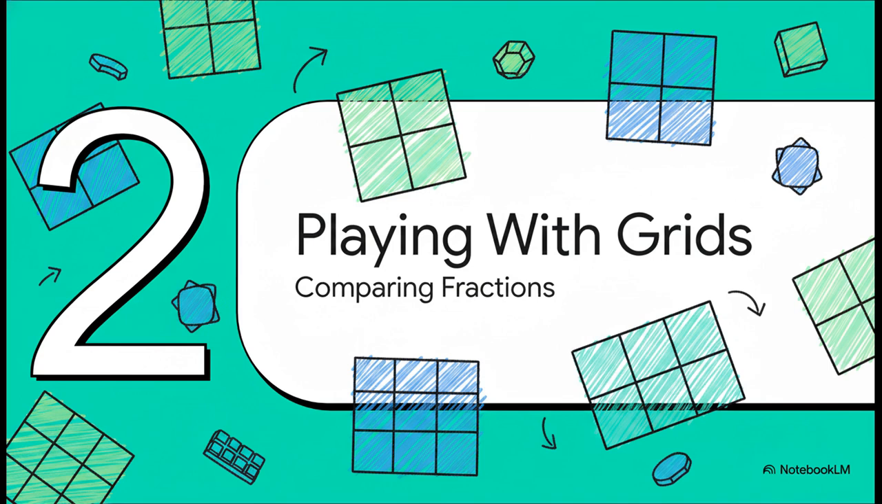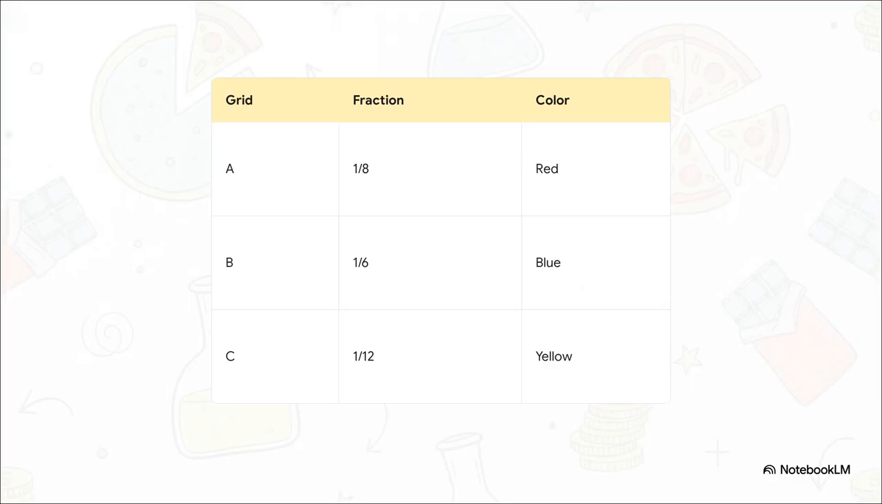Moving right along to part two, playing with grids. Let's start comparing these fractions. Okay, now that we've established our first rule, let's transition from physical chocolates into a more abstract space to really put this to the test. Imagine you have 3 blank grids, and they are identical in size, so our wholes are now exactly the same. But they're divided up differently inside. Grid A is chopped into 8 parts, grid B into 6 parts, and grid C into 12 parts.